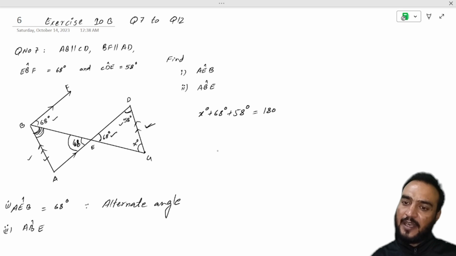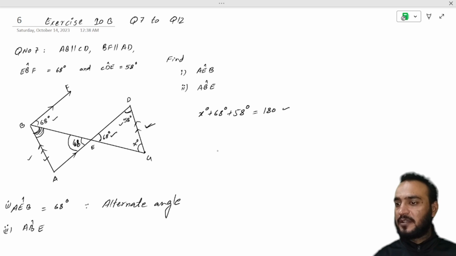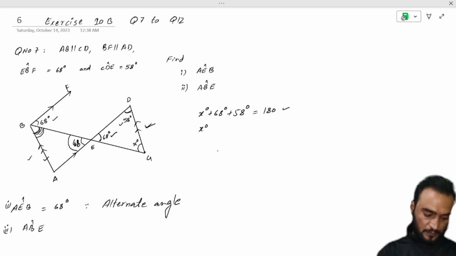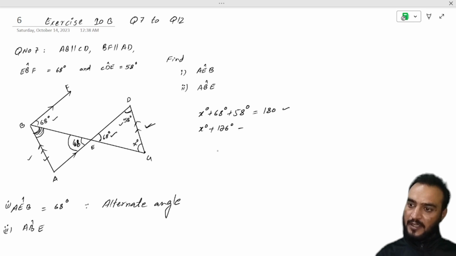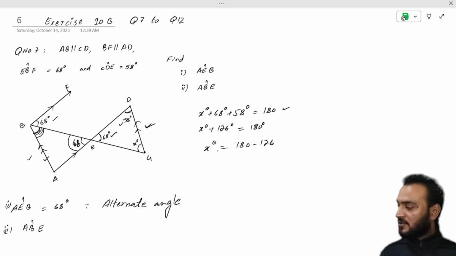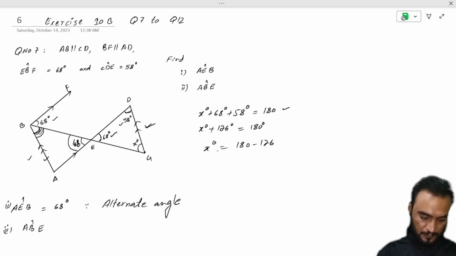Which is alternate to the angle ABE can be found by this equation. The sum of interior angles of a triangle is equal to 180 degrees. So x degrees plus 68 plus 58 equals 126 degrees. x degrees plus 126 degrees is equal to 180 degrees. Now we subtract 126 from 180. It becomes 180 minus 126. So the answer is 54 degrees.